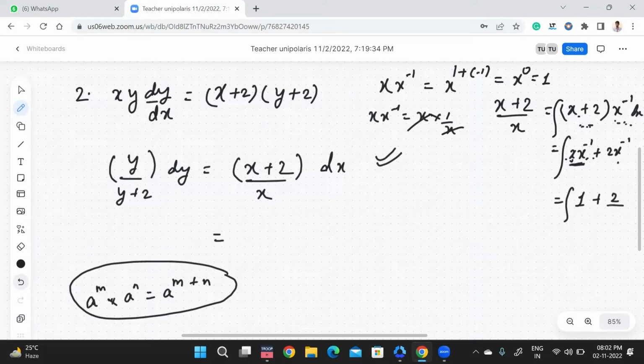And what is 2x inverse? This is just 2 upon x, so 2 upon x is 2 log x. So the right side you can integrate. So how can you integrate the left side? Left side is different.